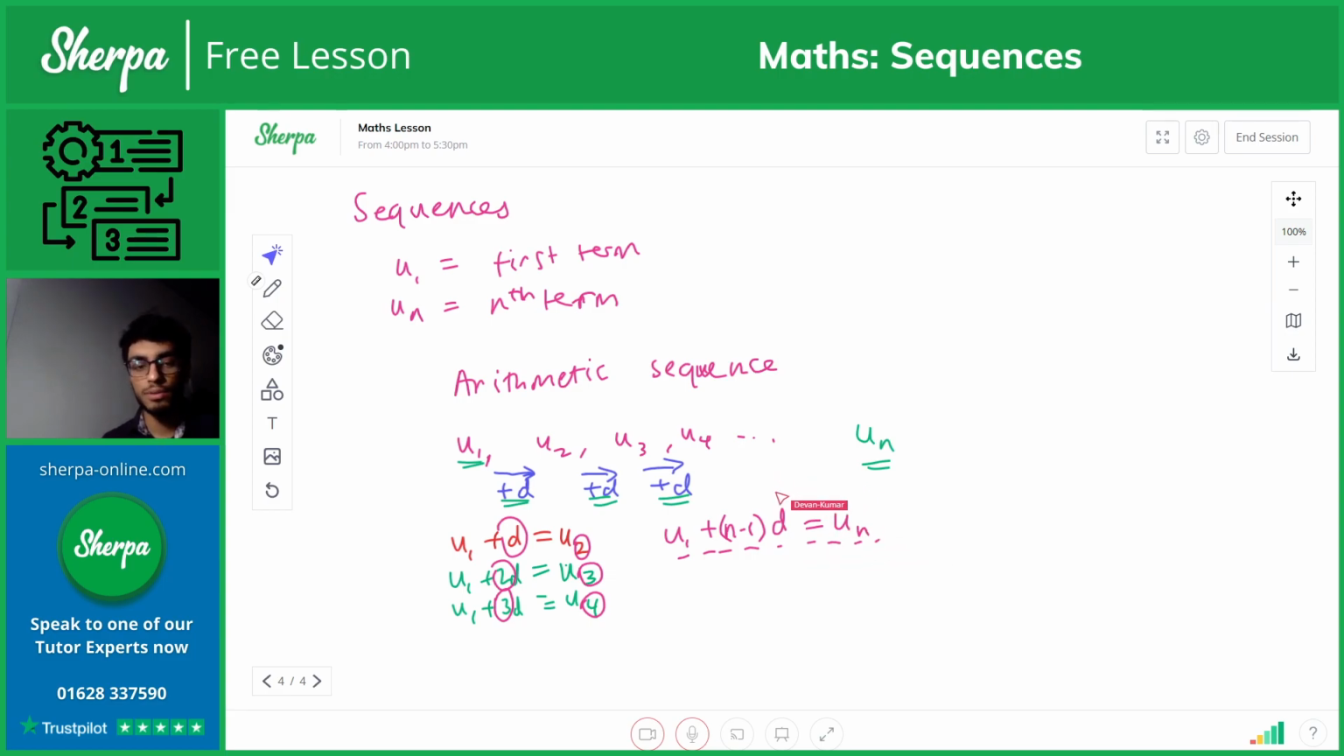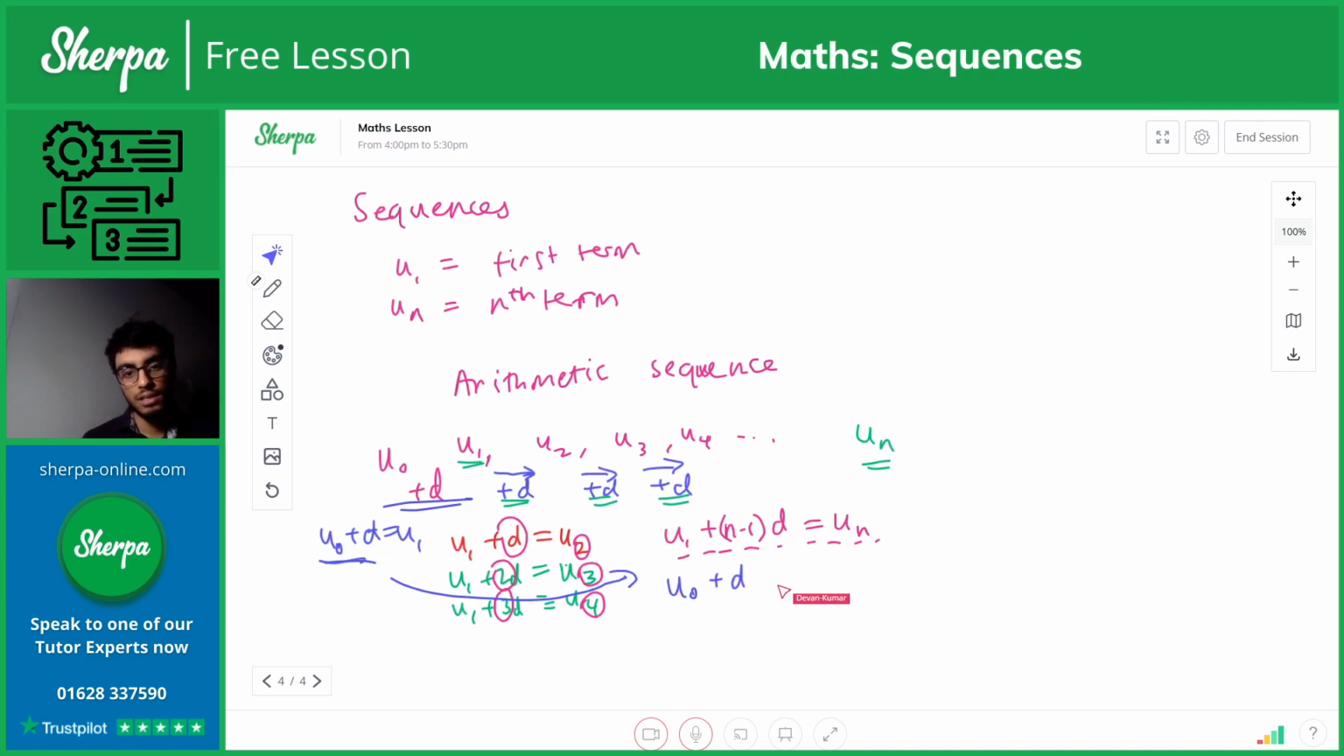But then I like to take it a step further and say, well, what about U0? Let's try and think about what U0 is. U0 plus d equals U1, as we can see from this here. So let's replace this expression for U1 into this formula over here. If U1 is equal to U0 plus d, then U0 plus d plus n minus 1 times d equals Un. Or in other words, U0 plus, and then n minus 1 plus 1 times d equals Un.